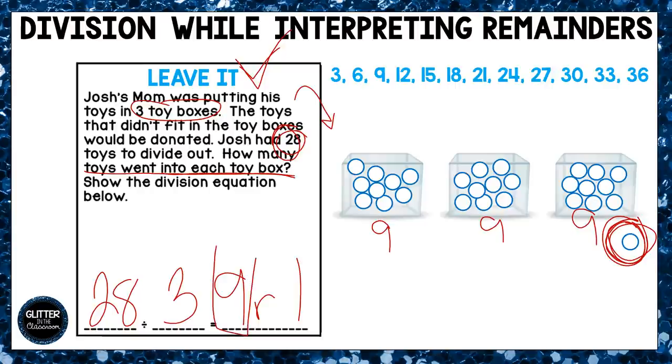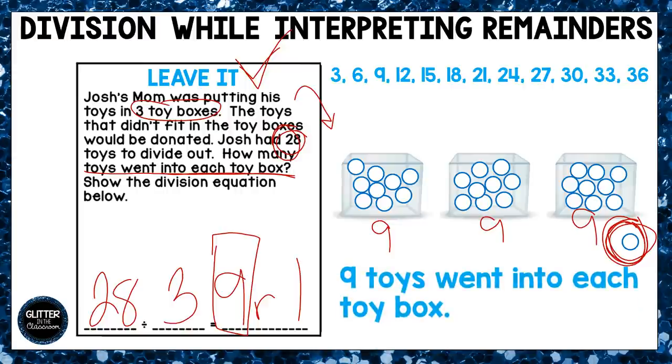9 is my answer because the question said how many toys went into each toy box. And 9 toys went into each toy box. I left my remainder alone. And that is leave it when you're dividing.